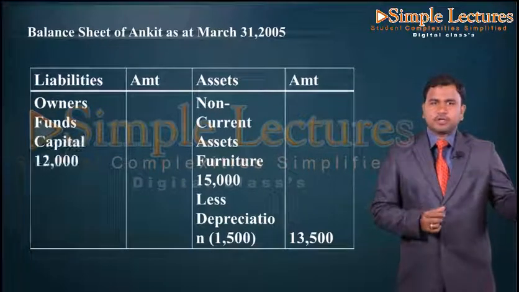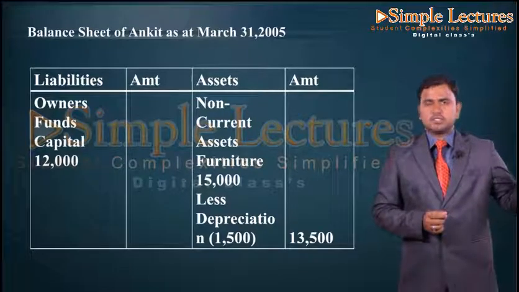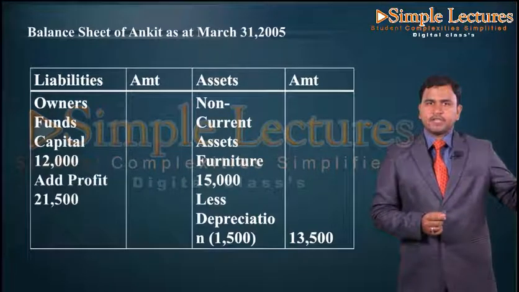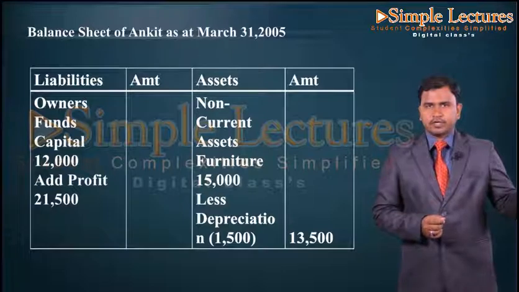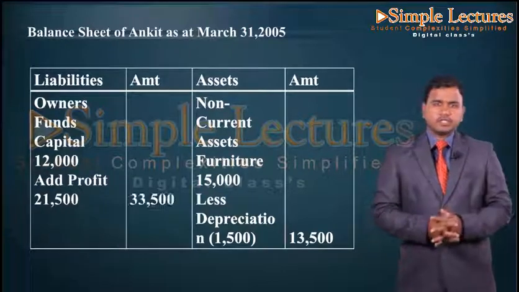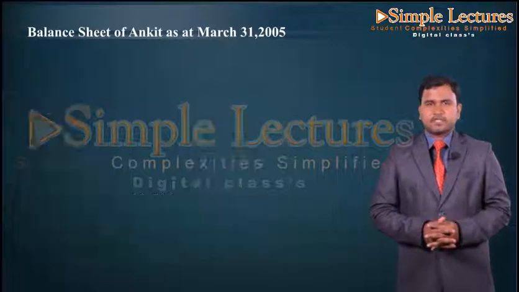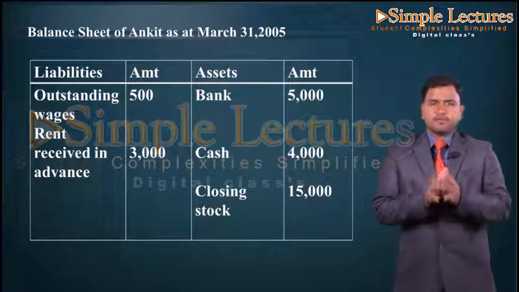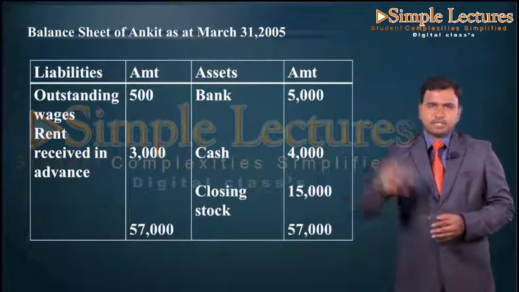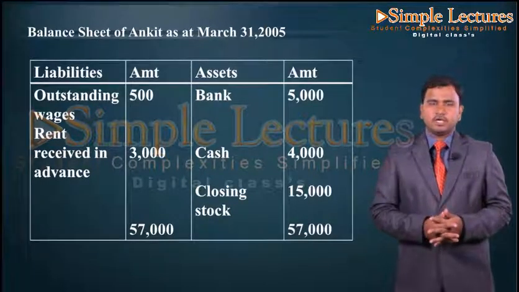So when coming to the capital fund, which we had 12,000, the profit to be added is 21,500. So the outer column will be 33,500. Then the total of the balance sheet will become 57,000 for liabilities and 57,000 for assets.